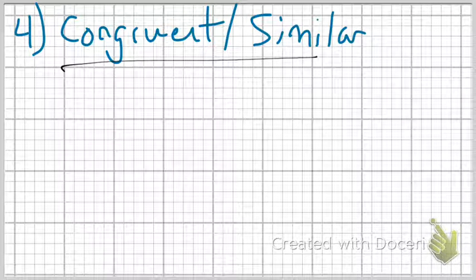Then our last question is congruency and similarity. Student number four, go for it. Explain what they are and show us an example. Alright, so something congruent is basically the exact same thing.